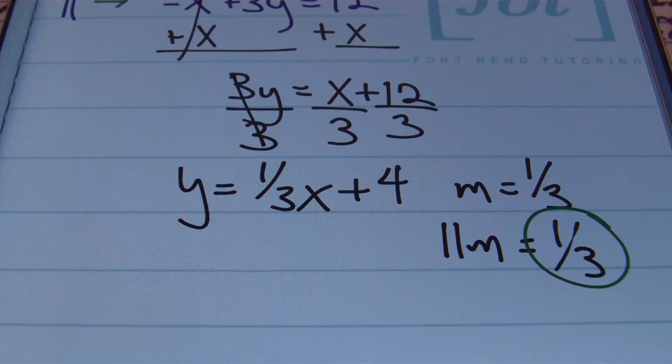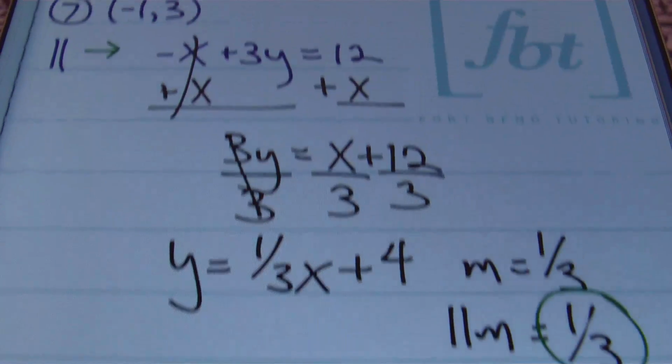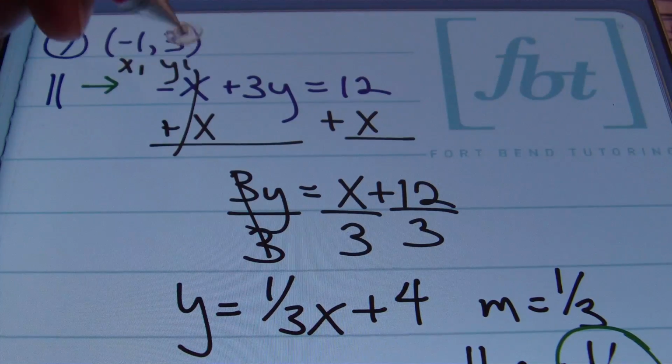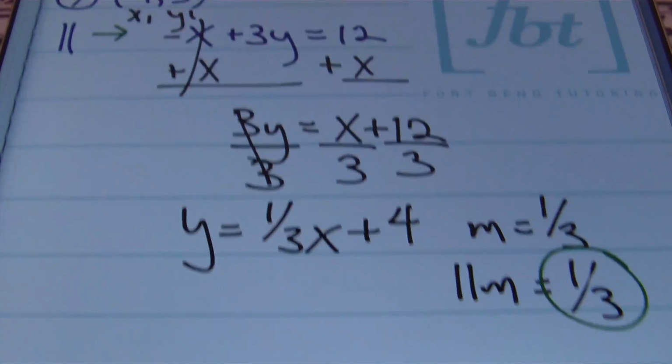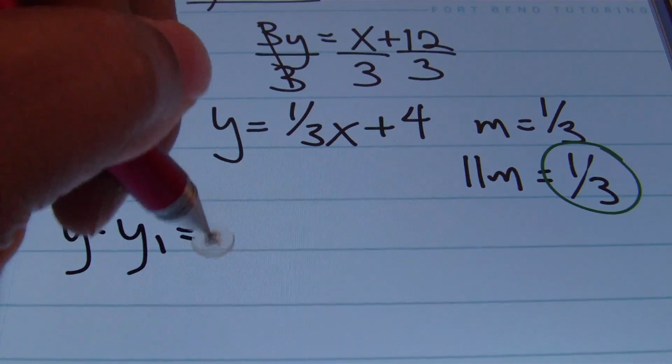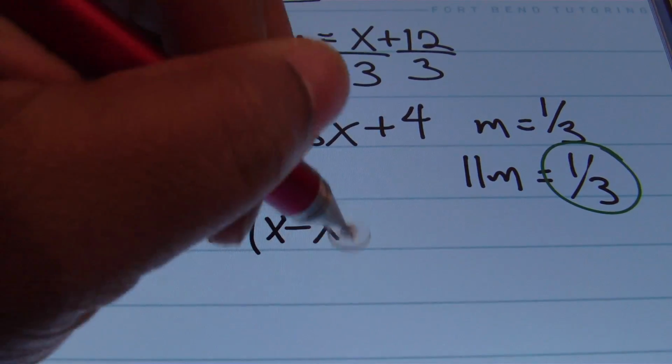All right, from here, what we'll do is we'll use that slope as well as the point that's given to find out our linear equation. So I'm going to start by labeling the point x1, y1, and we'll use the point slope form, which once again is y minus y1 equals m times x minus x1.